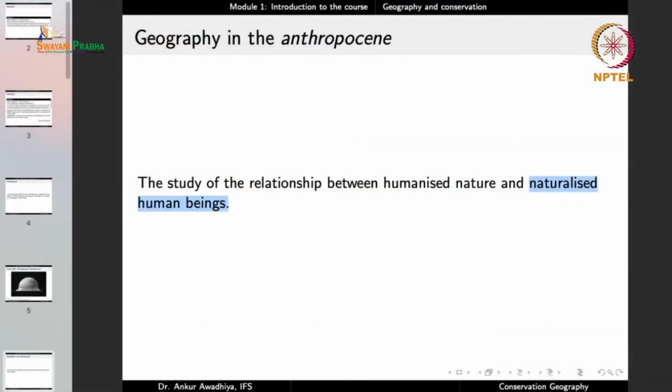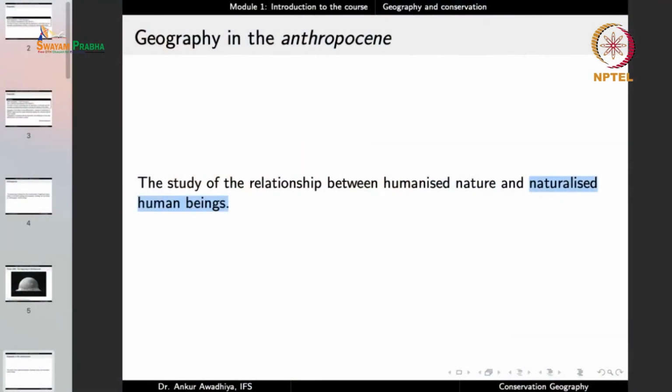So, for example, if the area is very cold, you will find that people are wearing very warm dresses, things like fur or wool. Whereas if you go to warmer areas, you will find that people are wearing cotton. And so there is an impact of nature on human beings, which means that human beings are also naturalized and nature has become more and more humanized.